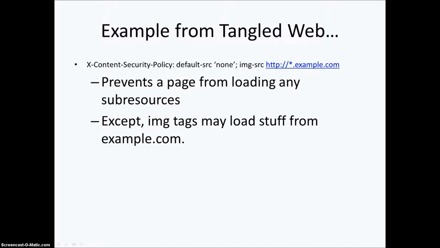So in this example, default source is set to none, which means that no external resources are allowed to load on the page. And image source is set to http star.example.com. And that means that images are the one exception on the page. They can load images, but they can only load images from star.example.com.